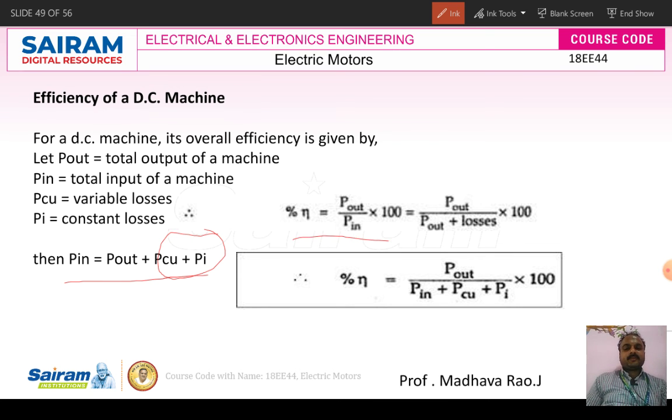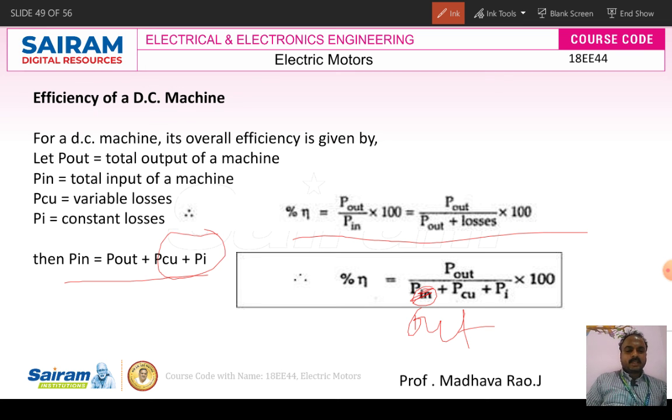The efficiency is defined as the ratio of power output to power input. That's P output by P input. Percentage efficiency is equal to P output by P input into 100. So input, we can write, P output plus losses. So P output by P output plus losses into 100. So efficiency according to that formula is P output by P input, sorry, P output by P output plus losses, that is P output plus PCU plus PI. Okay. So this is the efficiency of a DC machine.